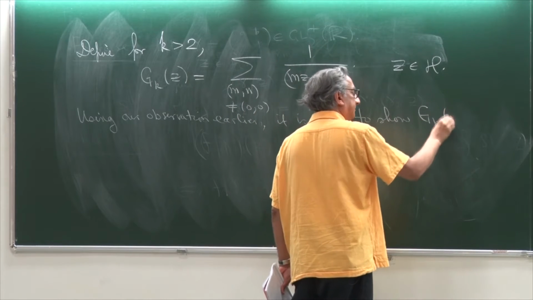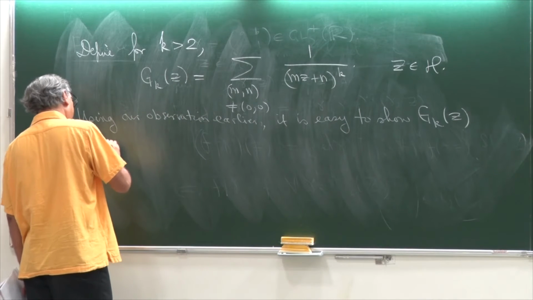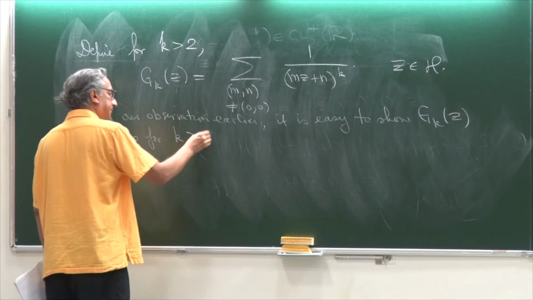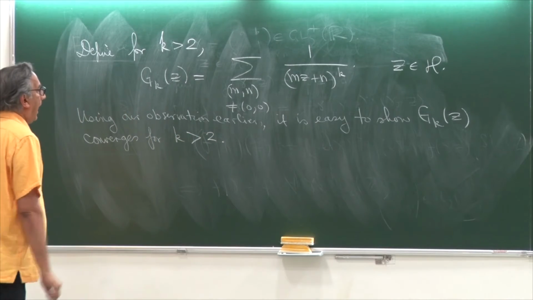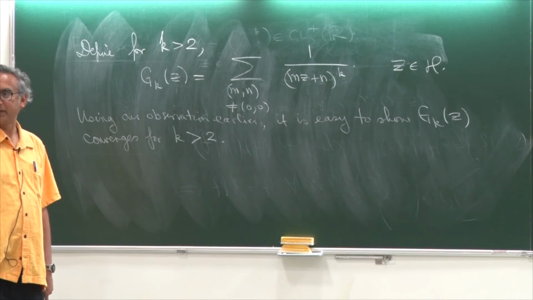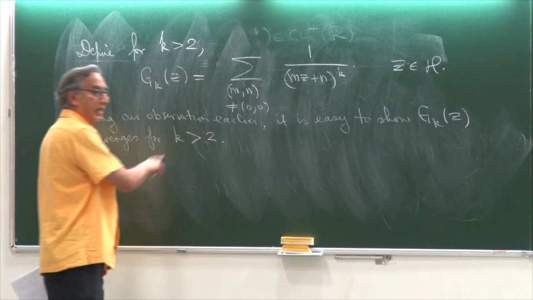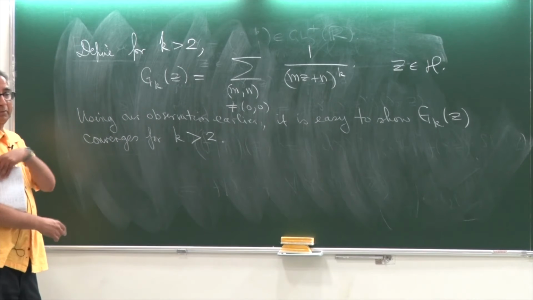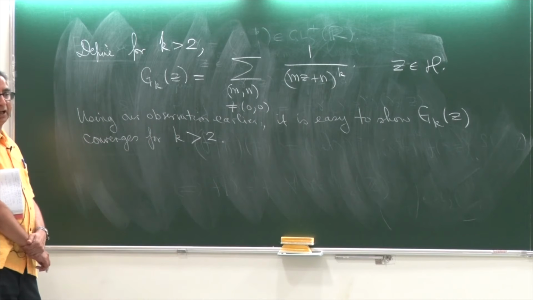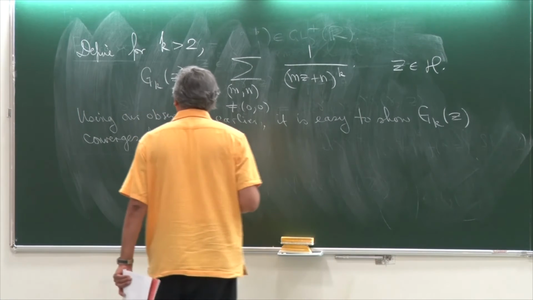g_k of z converges as a series for k bigger than 2. And by the way, I'm only going to deal with positive integers for the sake of this course. I told you that there were no modular forms of odd weight. So essentially the first non-trivial case is k equals 4. So it's easy to show that this is convergent.